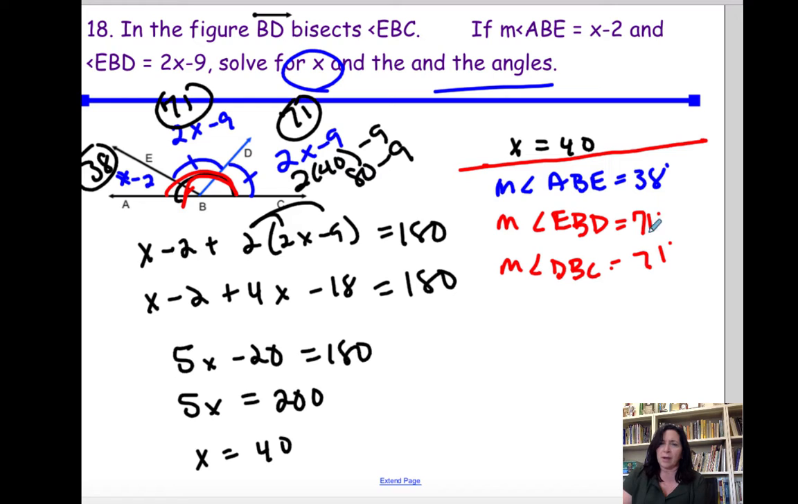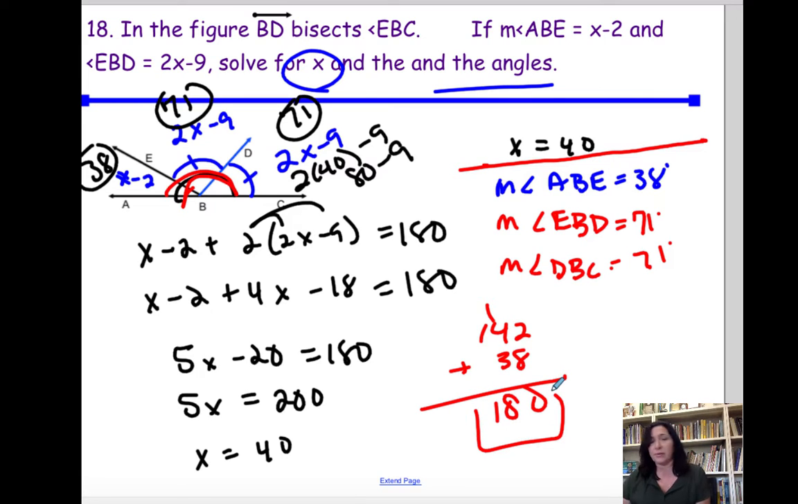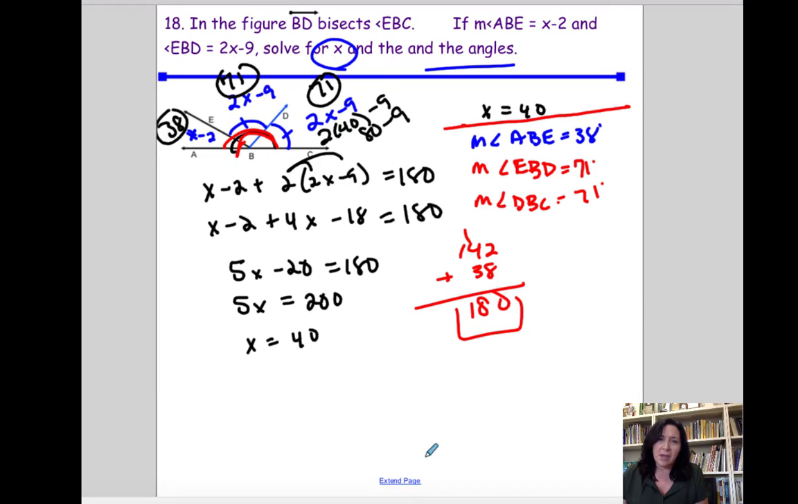71 and 71, so that's 142. 142 plus 38 is 180. So we want it to be 180 degrees. If it wasn't 180 degrees, then the angles didn't add up to be a line and we did something wrong. We would go back and check it.